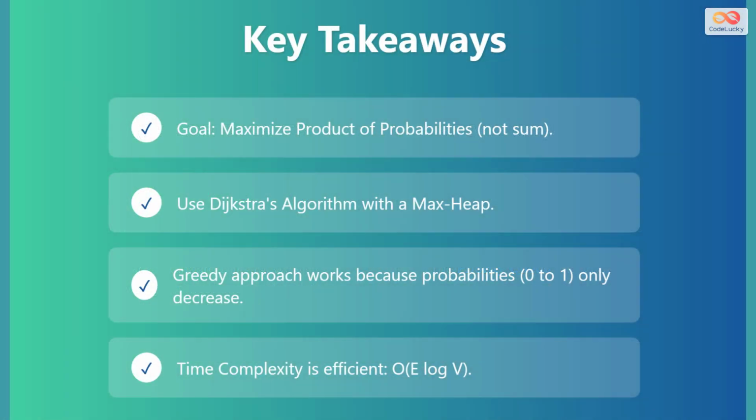To wrap up, remember these key points. We are maximizing a product, not minimizing a sum. Because probabilities only get smaller as we multiply, we can safely use a greedy approach like Dijkstra's algorithm. Just remember to swap that min-heap for a max heap, and you have got the optimal solution.